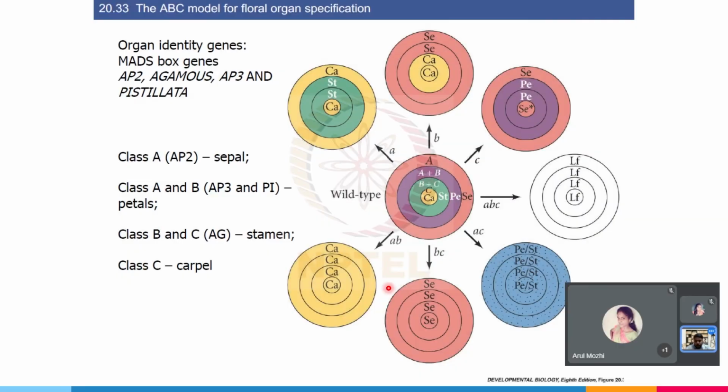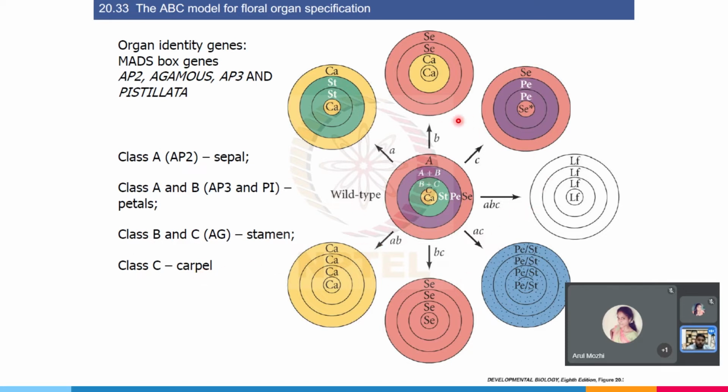Okay. So, let us first look at the ABC model itself. These are the organ identity genes that we have just discussed, which are activated after the activation of LEAFY and APETALA 1. There are three classes, A, B, and C. The class A genes include AP2, which gives rise to sepal. Combinatorial activation of A and B, such as AP3 and PI, gives rise to petals. Again, activation of B and C at a particular region gives rise to stamen, and only C gives rise to carpel.